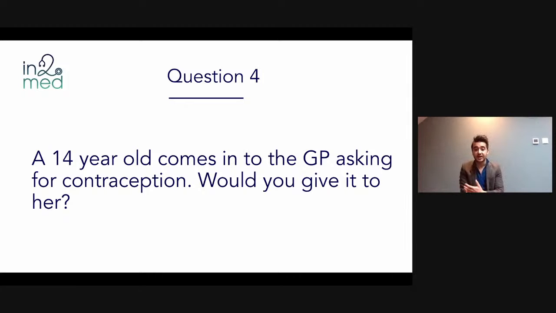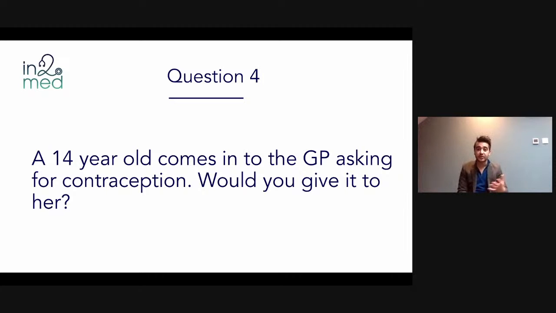So before giving it, I'd have to assess whether she understands what she's asking for, the risks of having it, what might happen if she doesn't have it. And then if I deem her competent enough to make that decision, then I would have to respect her autonomy and give it to her. Also in this case, and I know it might be hard, I would also check whether she has told her parents.